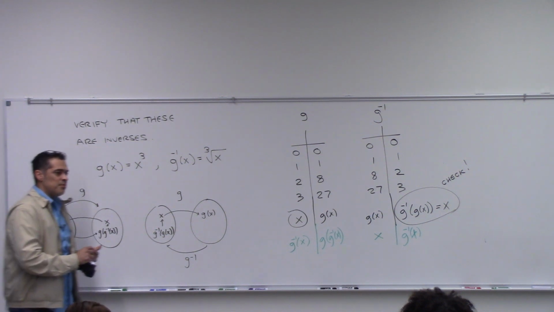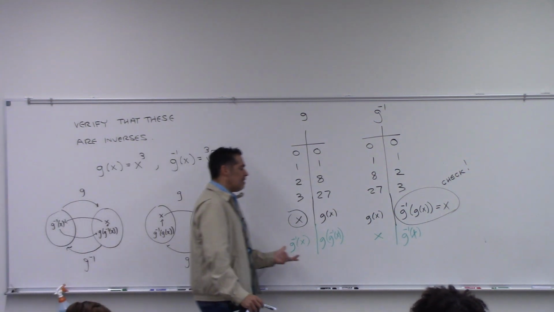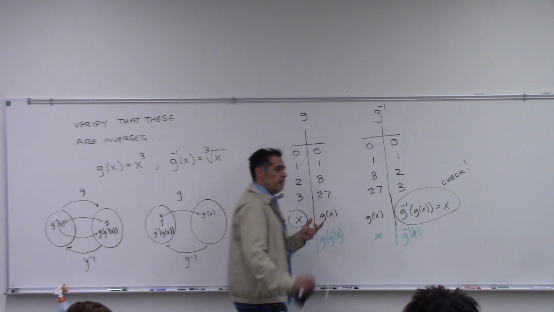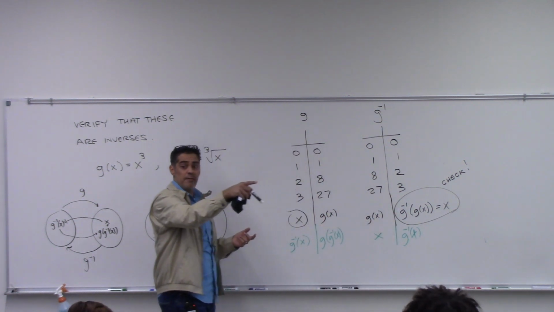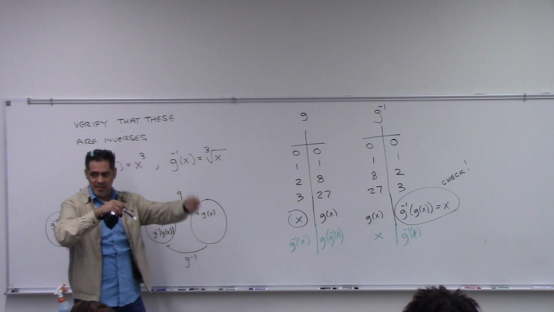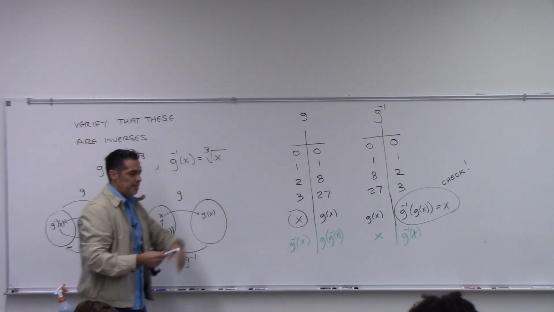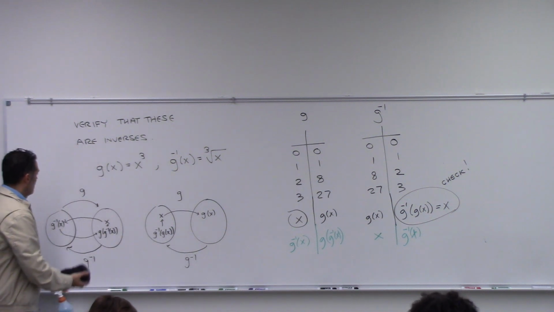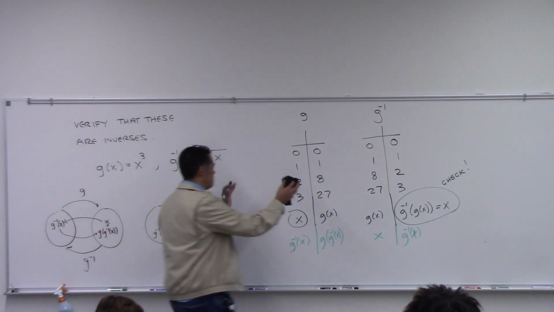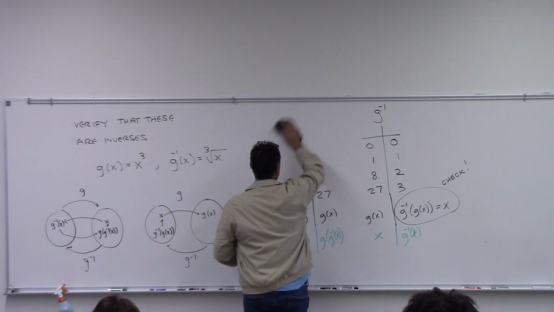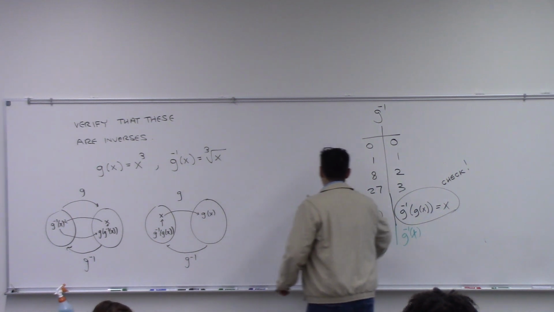So there are two things we have to check. The first one says when you put the original function into the inverse, it just spits out x. And the second one says when you put the inverse into the original function, it spits out x. All right, so let's do this problem. This was just me trying to convince you as to what we need to do.